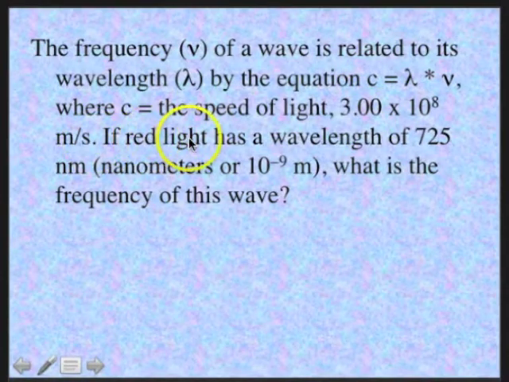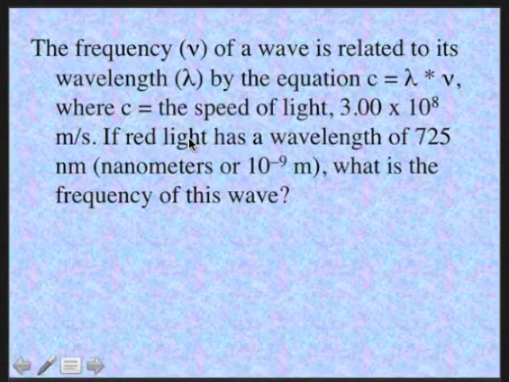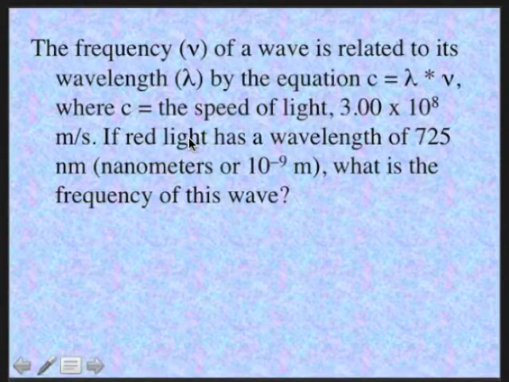So here's a question. If a red light has a wavelength of 725 nanometers, which would be 725 times 10 to the minus 9 meters, because nanometers is 10 to the minus 9 meters, what is the frequency of this wave? See if you can do this and come back to the video.